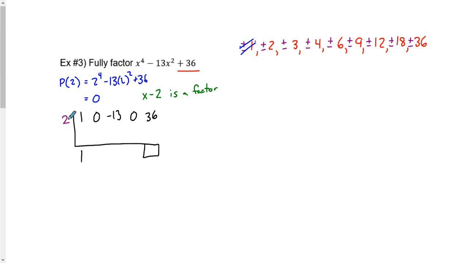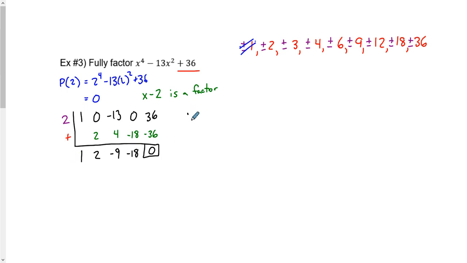So we have a 1. We're going to make sure we're adding. So 2 times 1 is a 2. 0 add 2, 2. 2 multiplied by 2 is a 4. Negative 13 add 4 is a negative 9. And 2 multiplied by negative 9 is a negative 18. 0 adding negative 18, negative 18. 2 times negative 18 is a negative 36. We get a 0.